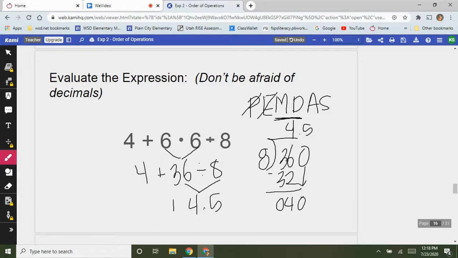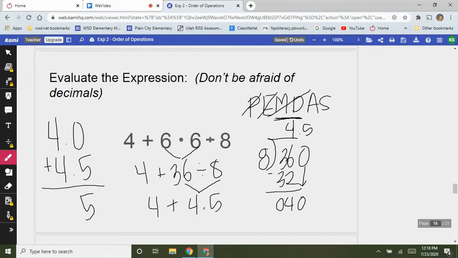Now bring down that addition symbol because it hasn't been used, and the 4. So any other multiply and divide? Nope. Add and subtract. So 4 plus 4.5. I know when I'm adding decimals, I need to line them up. So 4, I'm going to put 4.0 plus 4.5. Hopefully that can be done with some mental math, right? We get 5, we get 8, and that decimal comes straight down. So 8.5.